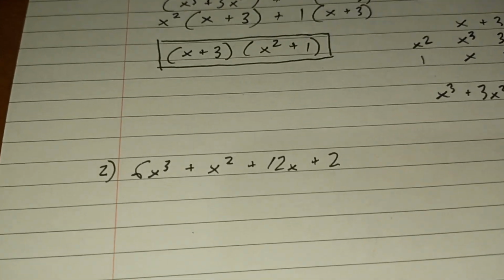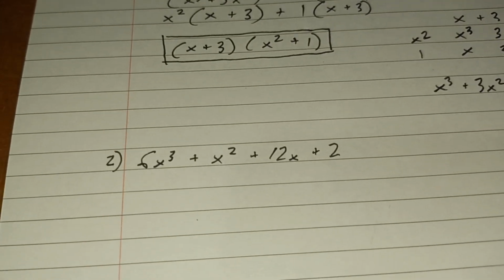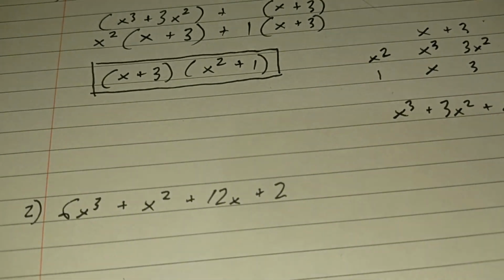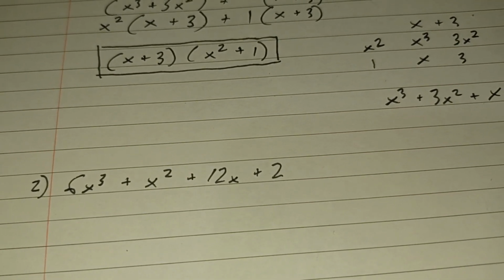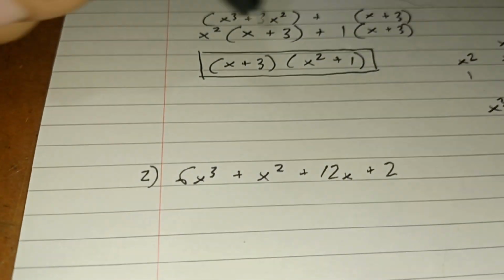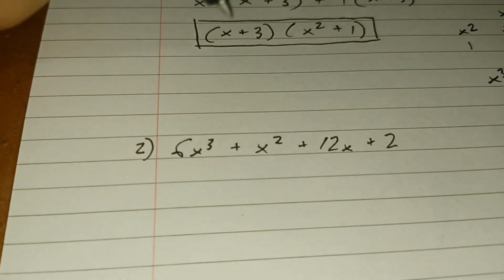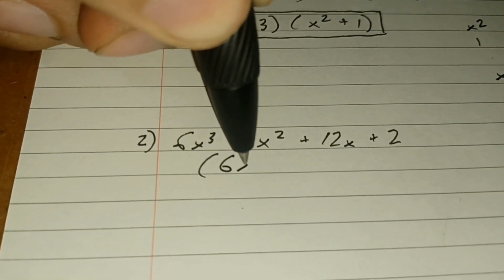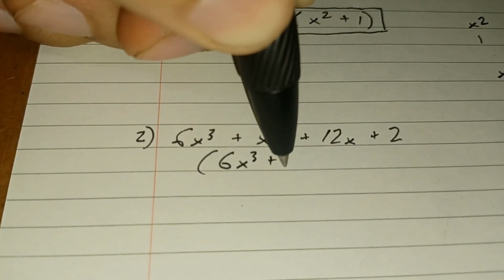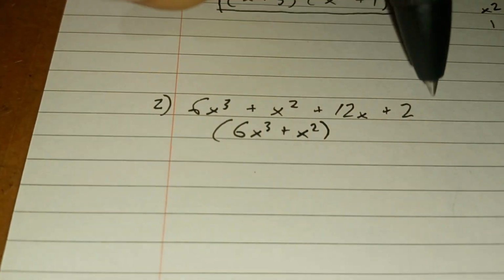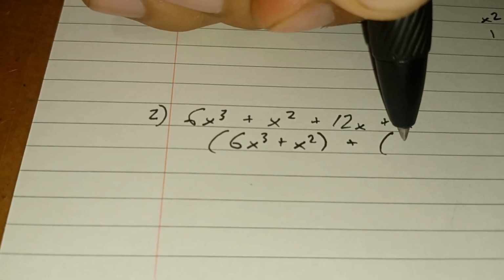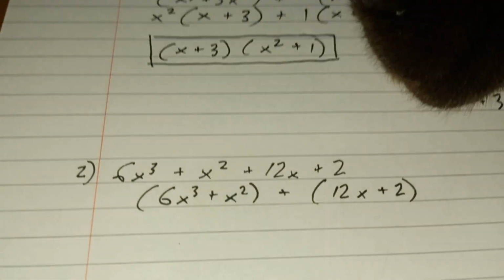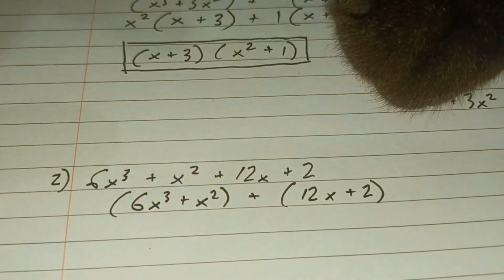6x cubed plus x squared plus 12x plus 2. So how do we do number 2? Again, we can group them just like we did in number 1. Our first group is going to be 6x cubed plus x squared, plus, in parentheses, 12x plus 2. So that is how we group them.